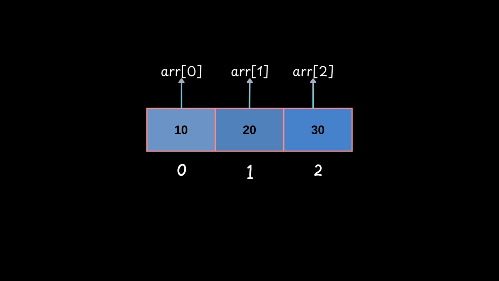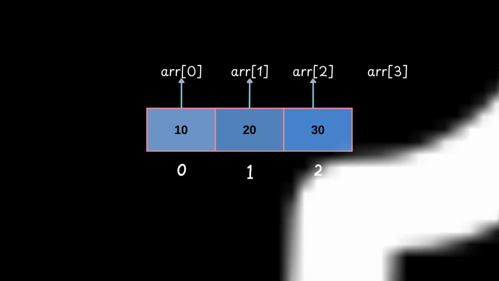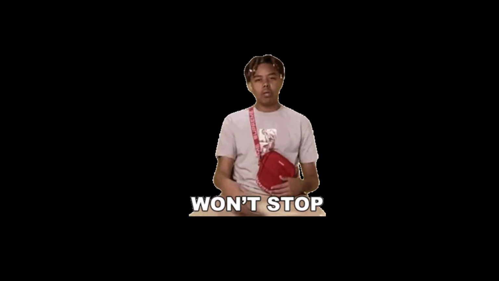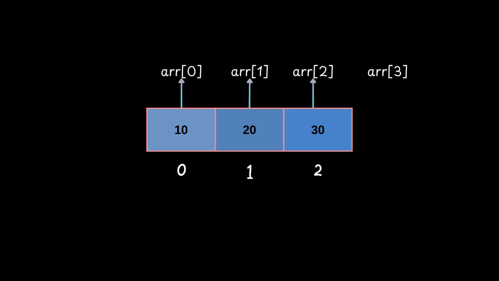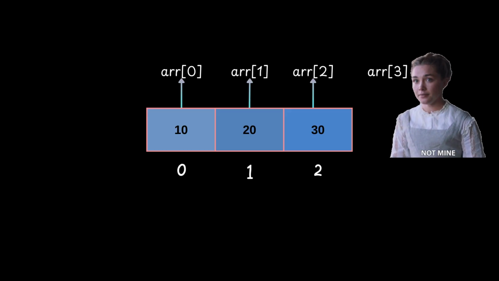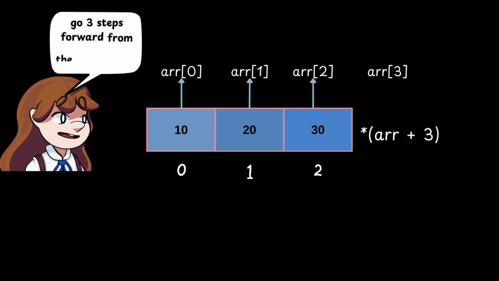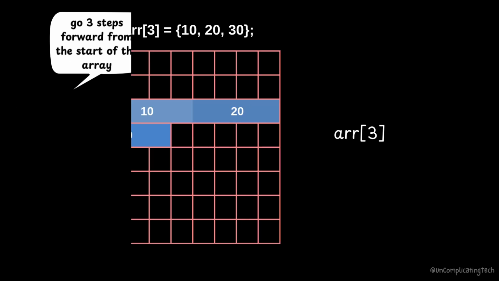But what if we try to access the fourth element using arr[3]? In C++, the compiler won't always stop you, even though that memory doesn't belong to the array. C++ will still calculate the address just like it would for any other index. It's like saying, hey, go 3 steps forward from the start of the array.